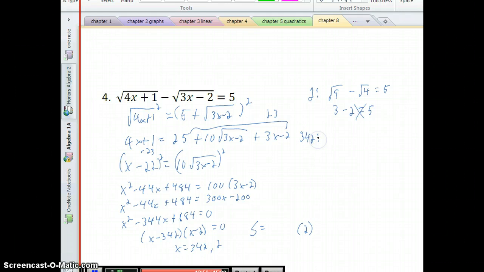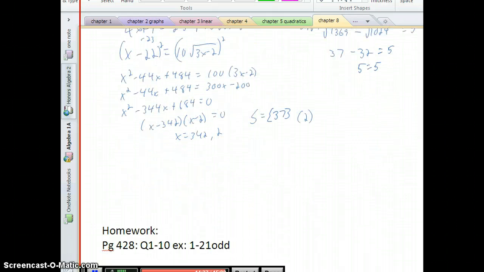Now if we try our value of 342, again, from the last problem, we saw that the first radical is going to give us the square root of 1,369, which is 37. This time we're subtracting. That gives us 1,024. And the square root of 1,024 is 32. So this time we get 5 equals 5. Therefore, 342 is an actual solution.